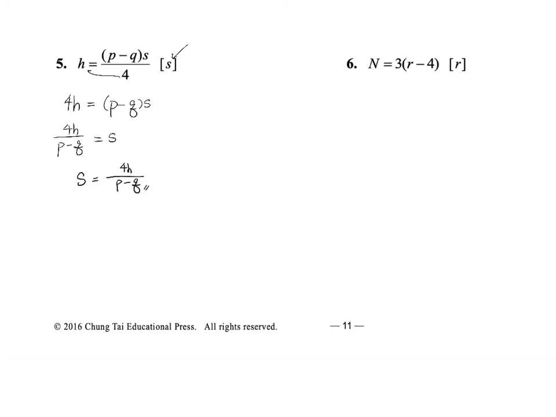For this one, you can see that r is inside the bracket, so you need not consider it first. You just move the 3 to another side, and n over 3 equals to r minus 4. So you have n over 3 plus 4 equals to r, and reverse the order again. So you have r equals to n over 3 plus 4.